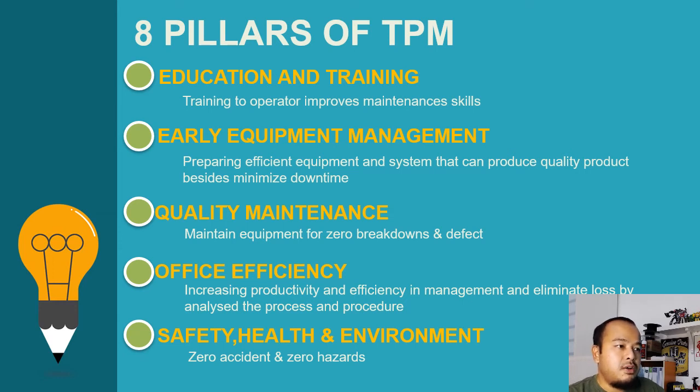Next is office efficiency, increasing productivity and efficiency in management and eliminating loss by analyzing the process and procedure. Next one is safety, health, environment. So you must make sure that there is zero accident and zero hazard. This is totally related to risk assessment with the safety officer, in terms of plant layout, machine layout, safety procedure, and hazard risk analysis. That's quite related to achieving the overall TPM.